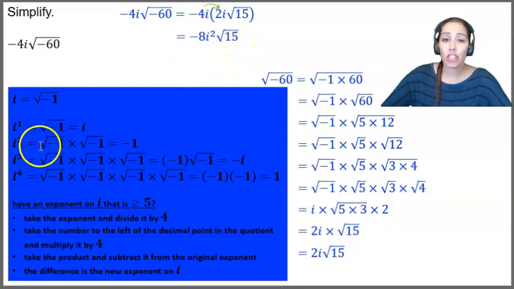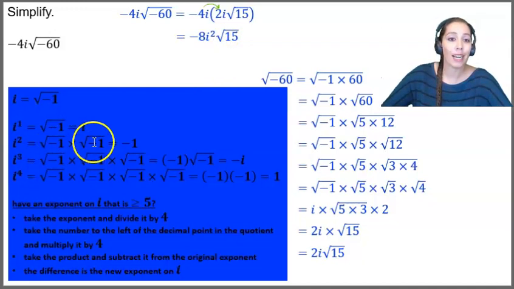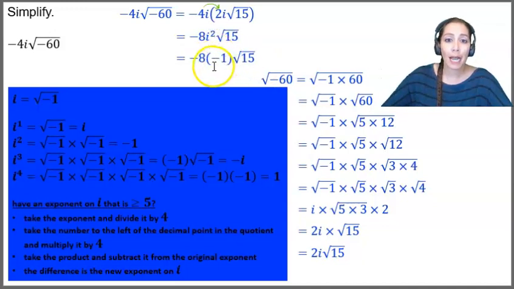Now on Chloe's cheat sheet notes, she let us know that i squared is the same thing as i times i, which is square root of negative 1 times square root of negative 1. And when you are multiplying like radicands, when they have the same index and the same radicand, you just have to write the radicand. So i squared is equal to negative 1. So I'm just going to come up here, and instead of i squared, I plug in the negative 1. Negative 8 times negative 1 times the square root of 15 will give me 8 square root of 15 as my final answer.